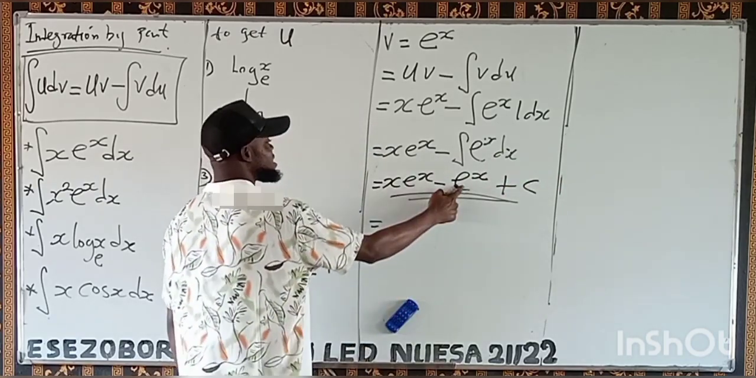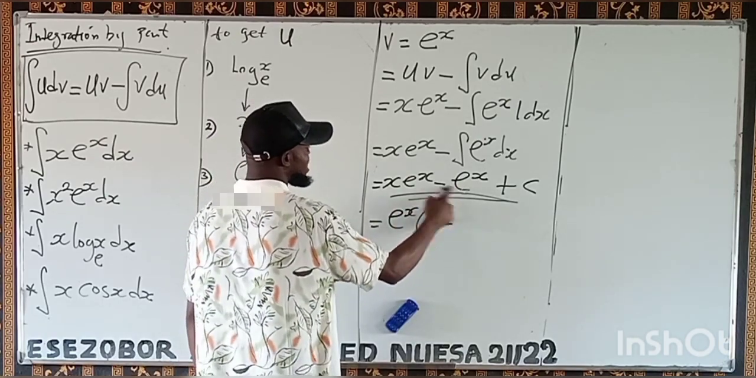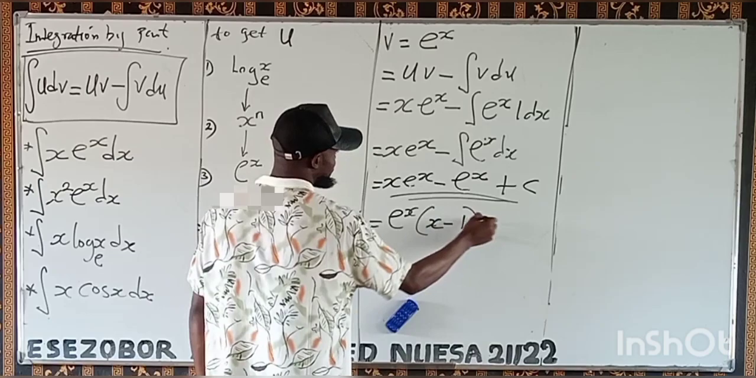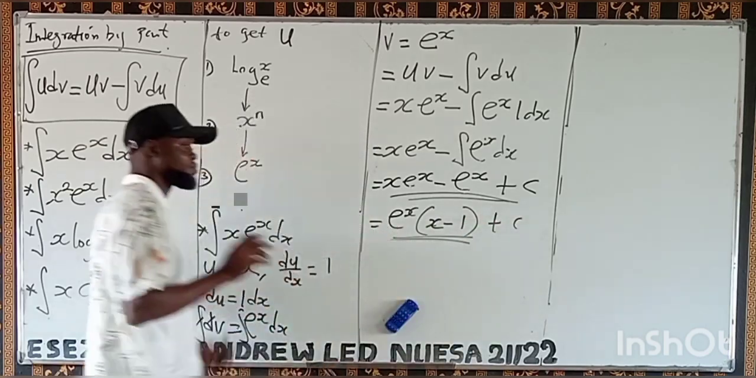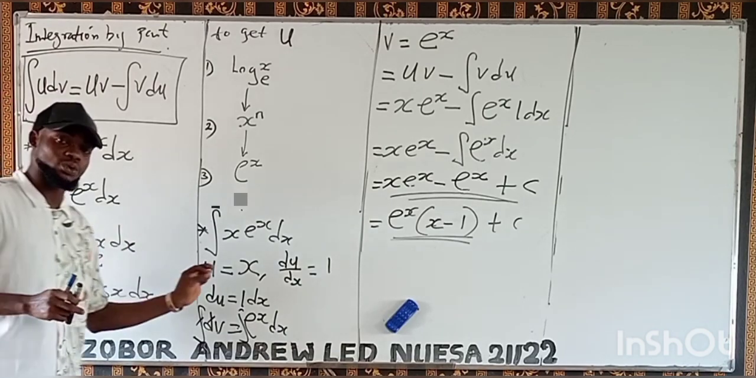Or you can say exponential x is common. Bring out exponential x. We have x minus 1, since exponential x is going out. We have 1 there. That's what I'm going to have. So this is how we do integration by parts. First is select your u.